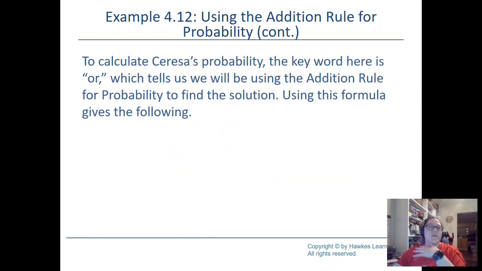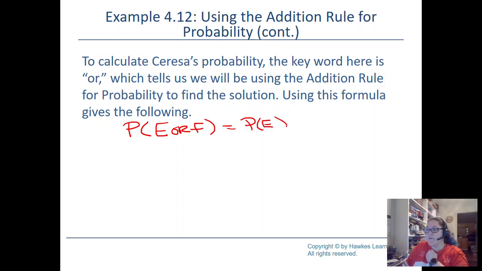So to calculate Circe's probability, the keyword there was "or," and once you see that word "or," you want to think of your probability rule. Remember, the probability rule for addition says that the probability of E or F is the probability of event E by itself plus the probability of event F by itself minus that double count, the probability of E and F both occurring.